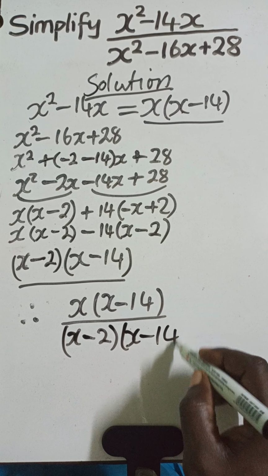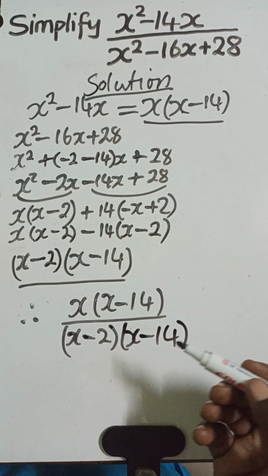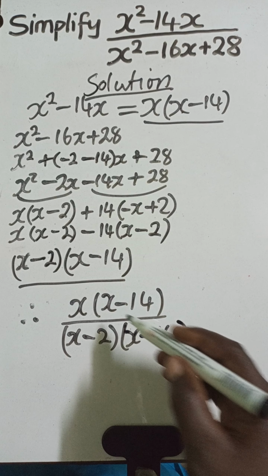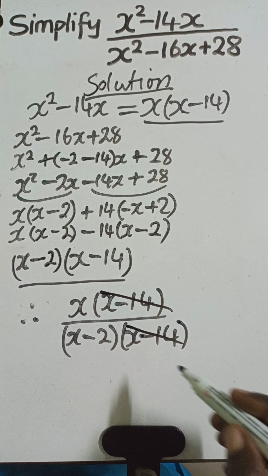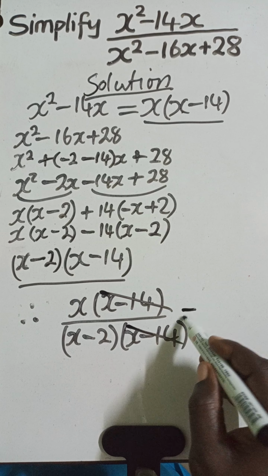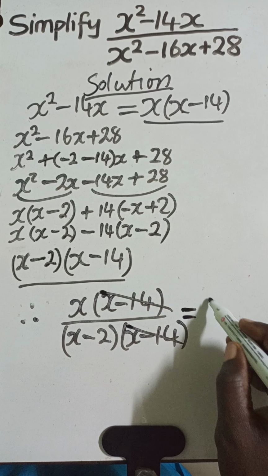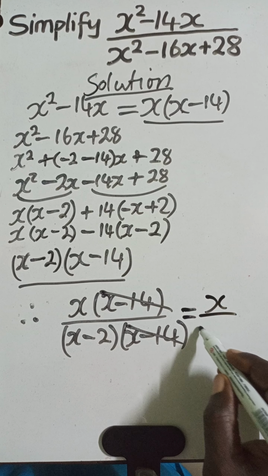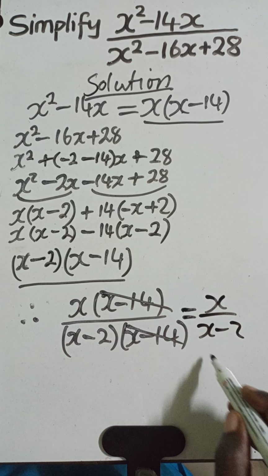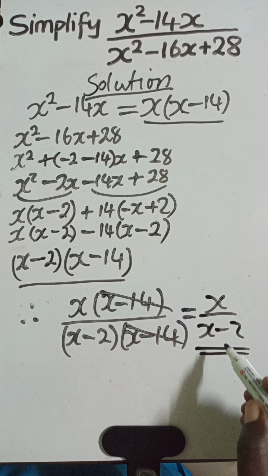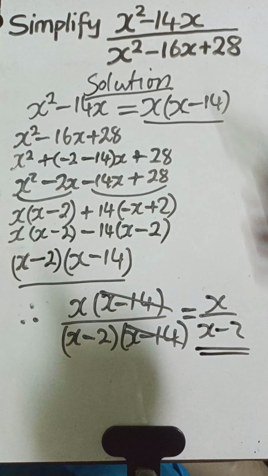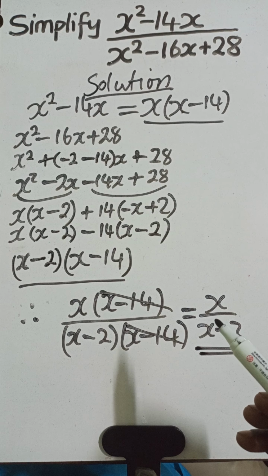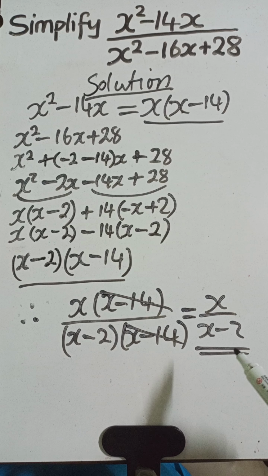At this point, we now see that x minus 14 is common, so it can cancel out. And we are left finally with x all over x minus 2. This is the reduced form of that rational quadratic expression. Remember, we cannot go ahead and continue to say x cancels and x cancels here. That is not possible, it's not correct, it's not right.